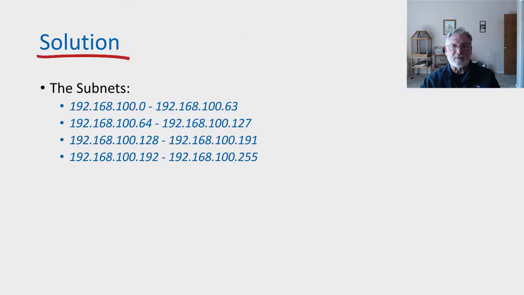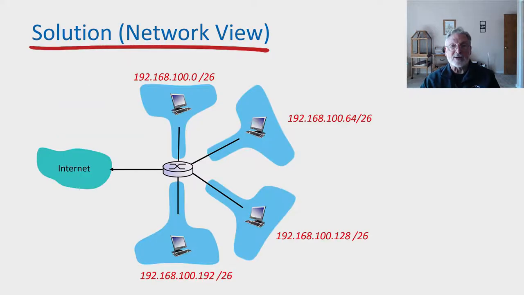The subnets we have computed in our problem are listed on this next slide. So we see there are 4 networks going from 192.168.100.0 all the way to 192.168.100.255. And the final slide shows the network view of the solution.